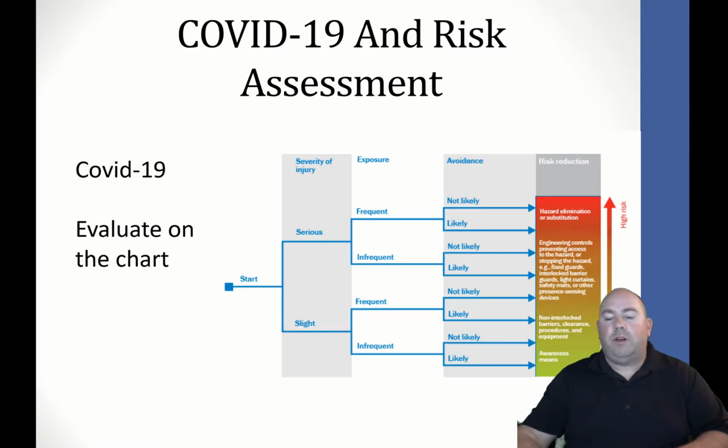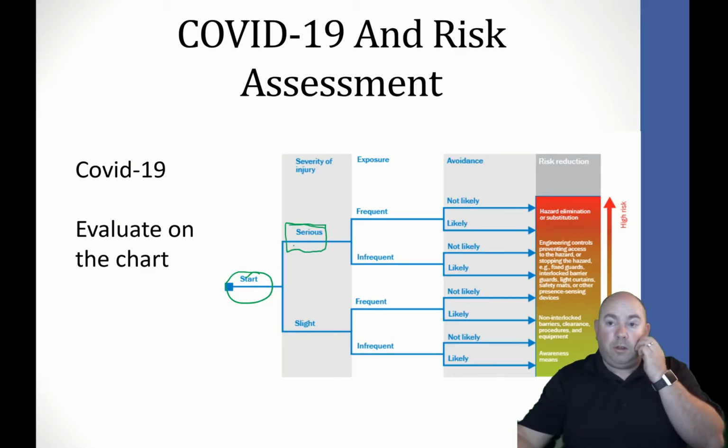So let's evaluate this on this chart. Let's start over here. Severity of injury from COVID: serious or slight. We're going to say the potential for injury, well, let's call this serious. Possibly fatal. There's a huge range on this, but we'll say potentially fatal. That immediately puts us on this upper branch. So the best case scenario we're going to have is we are up here.